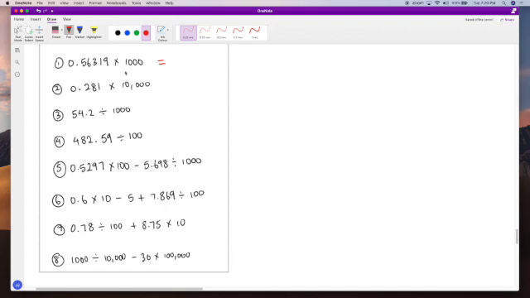Number 1. Anybody want to give me number 1 real fast? 563.19. Thank you. 563.19. It's multiplied by 1,000. Multiply means you're moving in this direction. And so we move 1, 2, 3 spaces because we have 3 zeros.